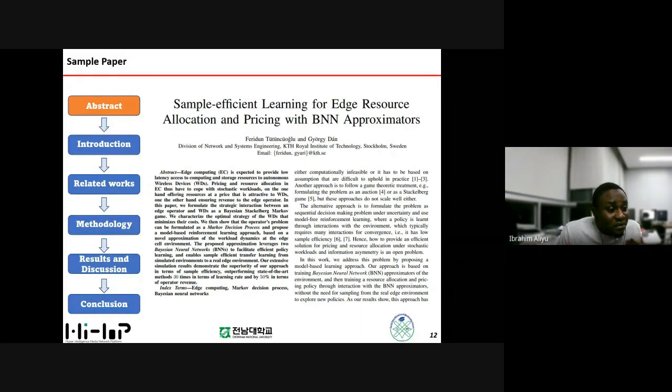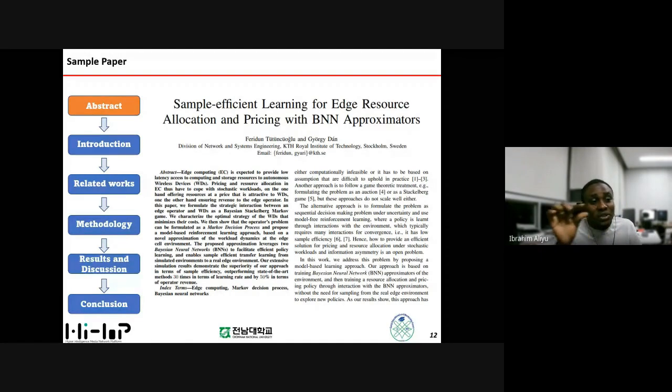And then they said in this paper, we formulated a strategic interaction between an edge operator and a wireless device as a Bayesian Stackelberg Markov game. So they told you what they did. So they characterized and so on down. And then they said the proposed approximation leverages so and so. And then our extensive simulation results demonstrate. You can see those items I mentioned, very concise.